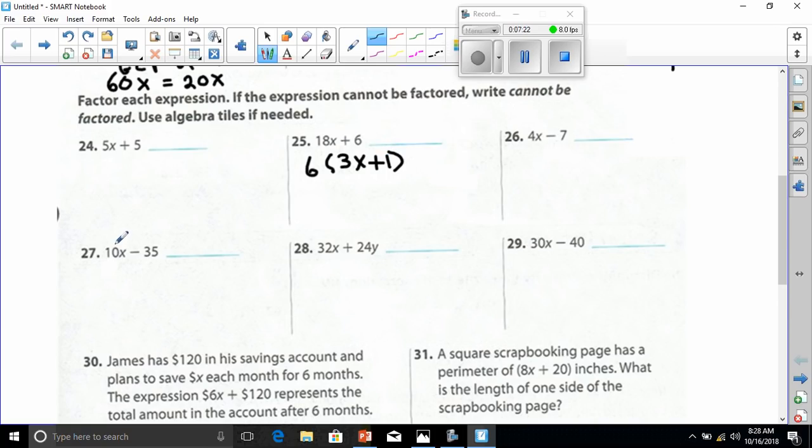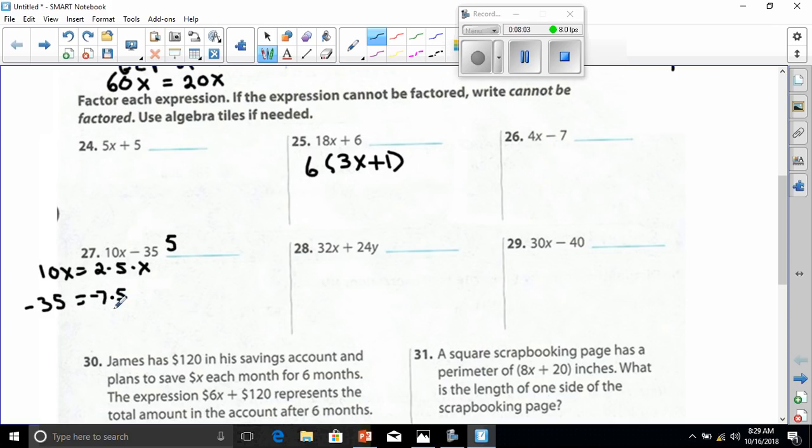Let's go to number 27. We got 10x minus 35. Well, we both know that 5 goes into 10 and 35. So we can say that 5, and if we did it the way the book tells us to, we could say 10x here. What goes into 10x? Well, that would be 2 times 5 times x. See, just like we did up here. And then what would go into negative 35? Well, that's going to give us 7. We'll just say negative 7 times 5, and there's nothing else.